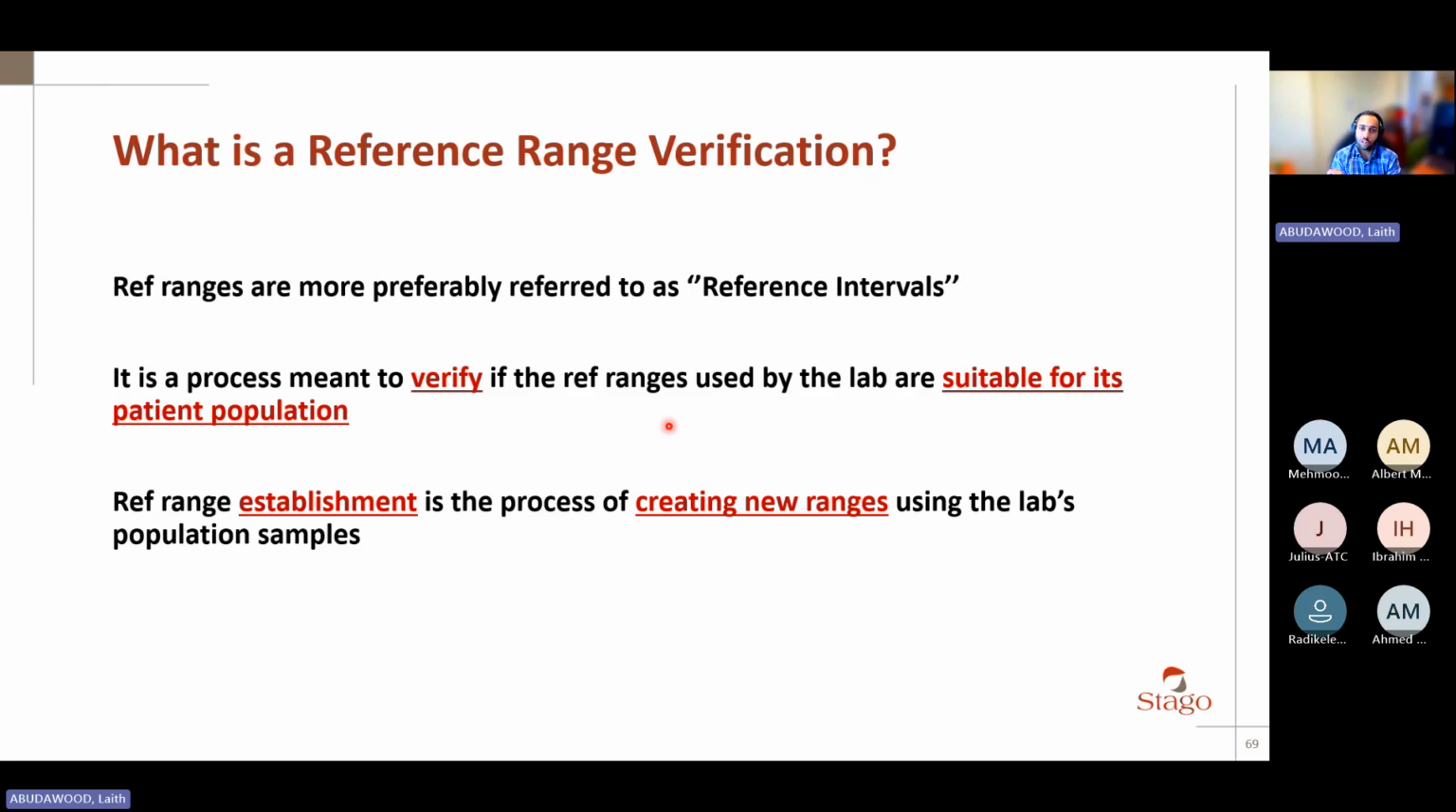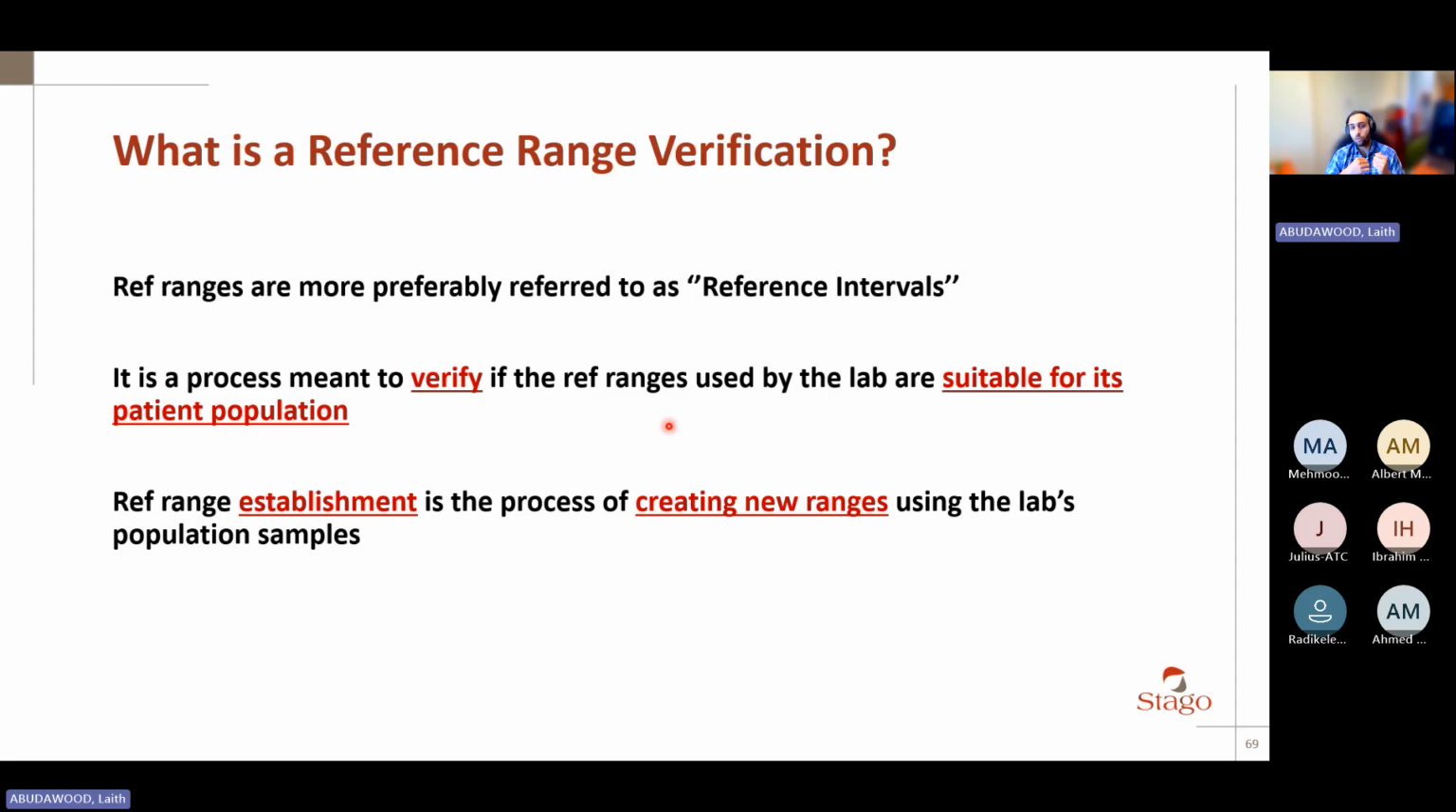Now, the point of reference range verification: a reference range, as you know, is the range of results within which a patient result is considered normal. And we need to verify these reference ranges for a simple reason. If you get them from manufacturers, from literature, or from another lab, maybe they do not work very well for your population. So you may be classifying a patient as normal when this patient is not normal. So it's very important that the reference range the lab is using is properly made. Otherwise, you'll be misclassifying your patients. And obviously, this is not something good.